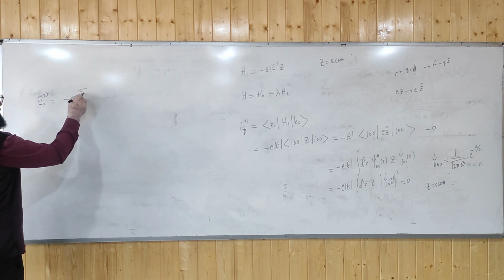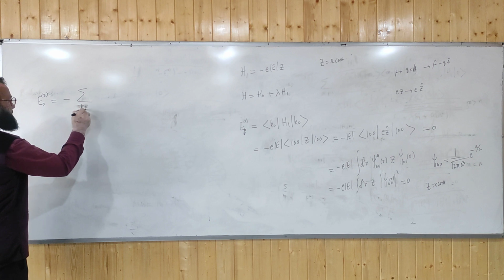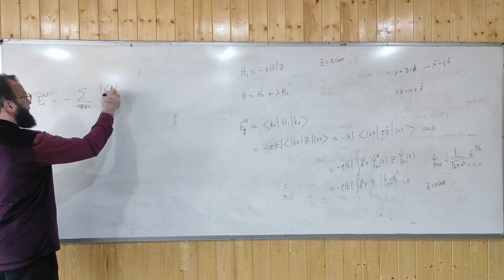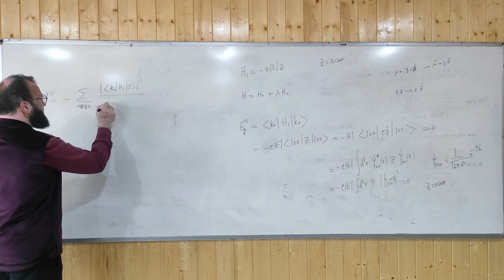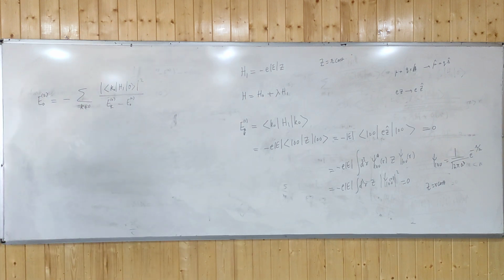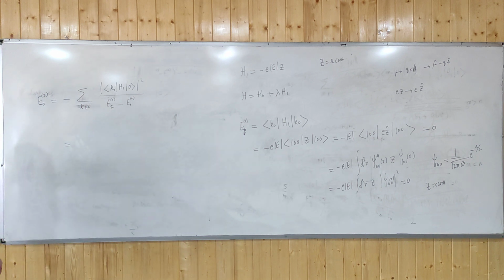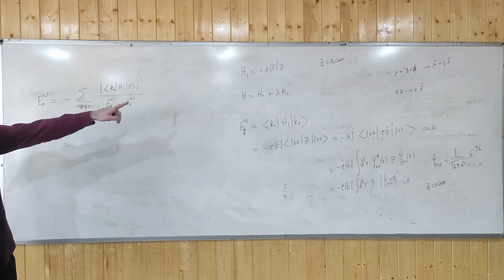That is summation, let me write k not equal to 0, that means it does not belong to the ground state. So you are having like this thing: |⟨k⁰|H₁|0⟩|² divided by E_k⁰ minus E₀⁰. Clear? Got it? Okay, so this is a very complicated formula to evaluate for the hydrogen atom. So now what I will do, simply use H₁. What is H₁? eEz.